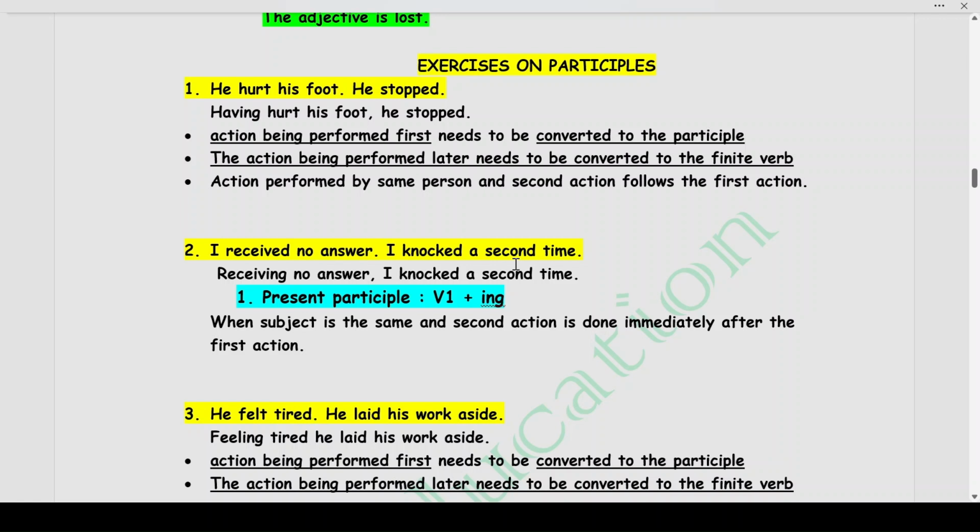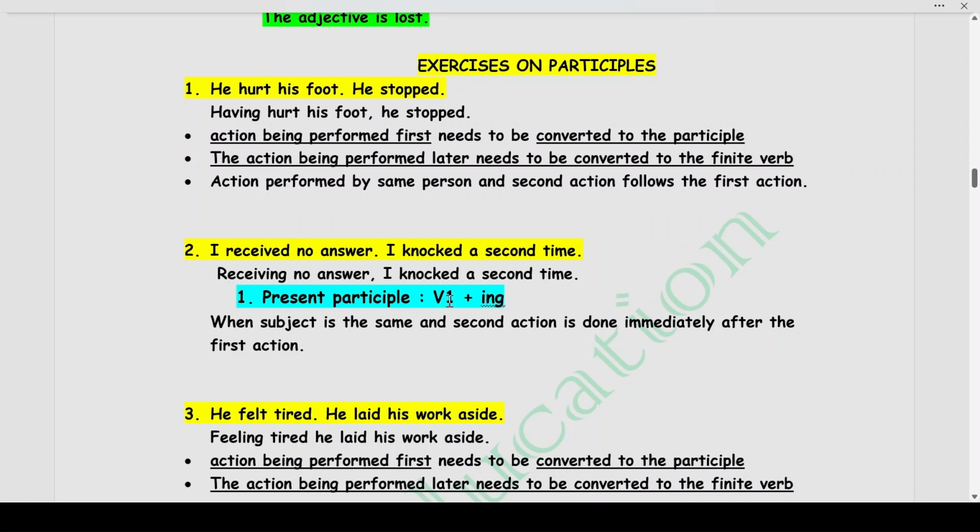Now, is the second action a result of the first action? Yes, because I knocked on the door the first time. I did not get any answer. So I knocked a second time. That is what the sentences are conveying. So in such cases, where the second action is a result of being done after the first action, we have to change the verb in the first sentence to its participle form, and the second sentence verb will remain in the finite verb form. So receiving no answer, I knocked the second time.